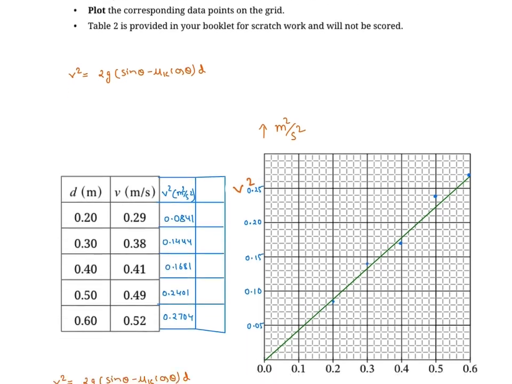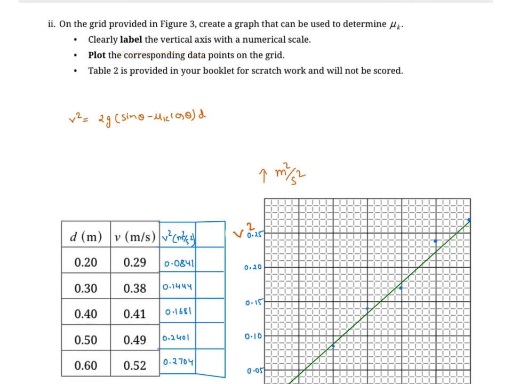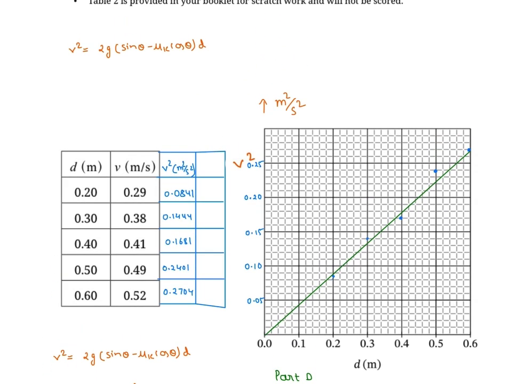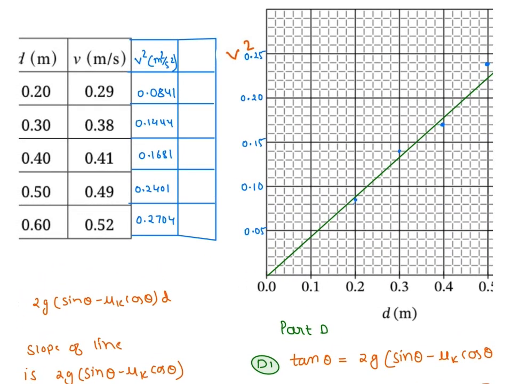Okay, so now I have to draw a graph. They have asked us to draw a graph, and we have to label it. I have told you that on the y-axis, we will plot v square. So d has been given, v has been given. So we have just squared v, because on the y-axis we have to plot v square. So this is the value of v square. And now I have drawn a plot.